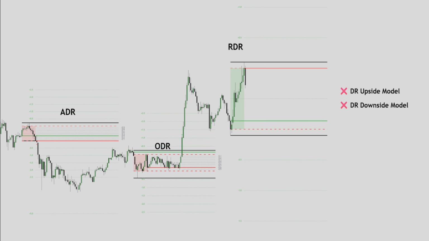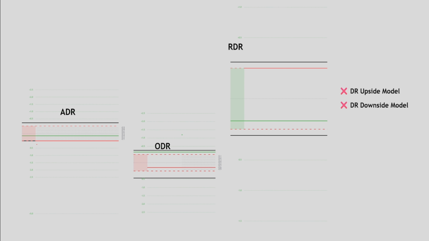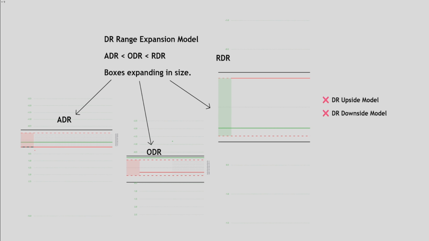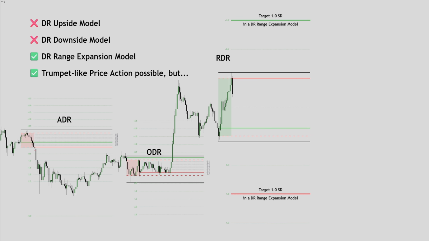A DR upside model off the table, a DR downside model off the table. This constellation should be immediately readable to anyone who has followed this series. What remains? A DR range expansion model. All three DR boxes are expanding in size. That gives us immediate early targets, one standard deviation to the upside and one to the downside. And with that, trumpet-like price action becomes a real possibility.